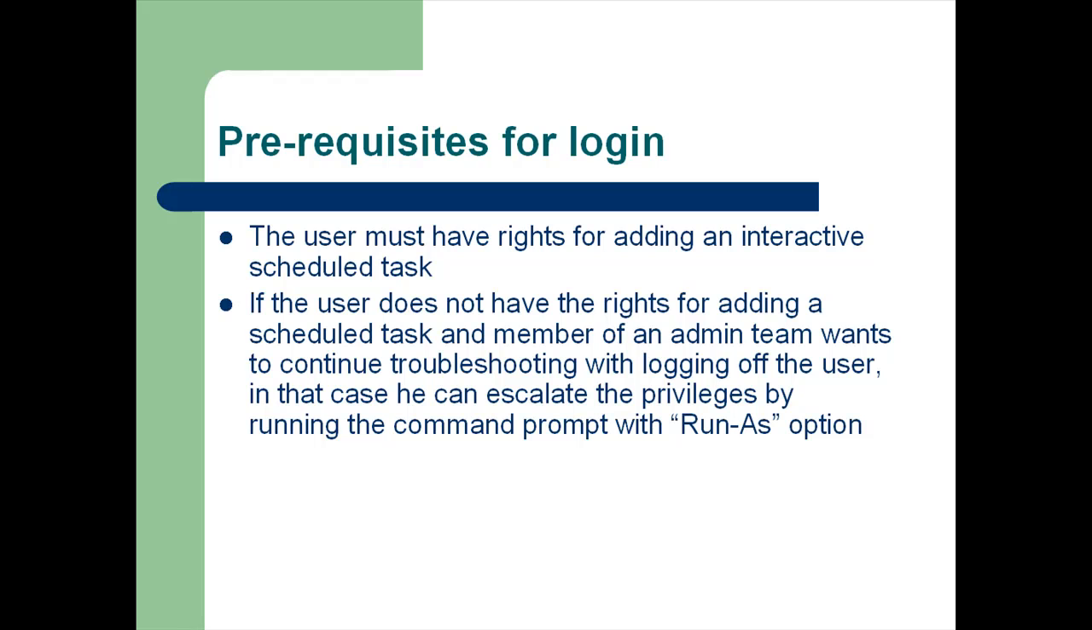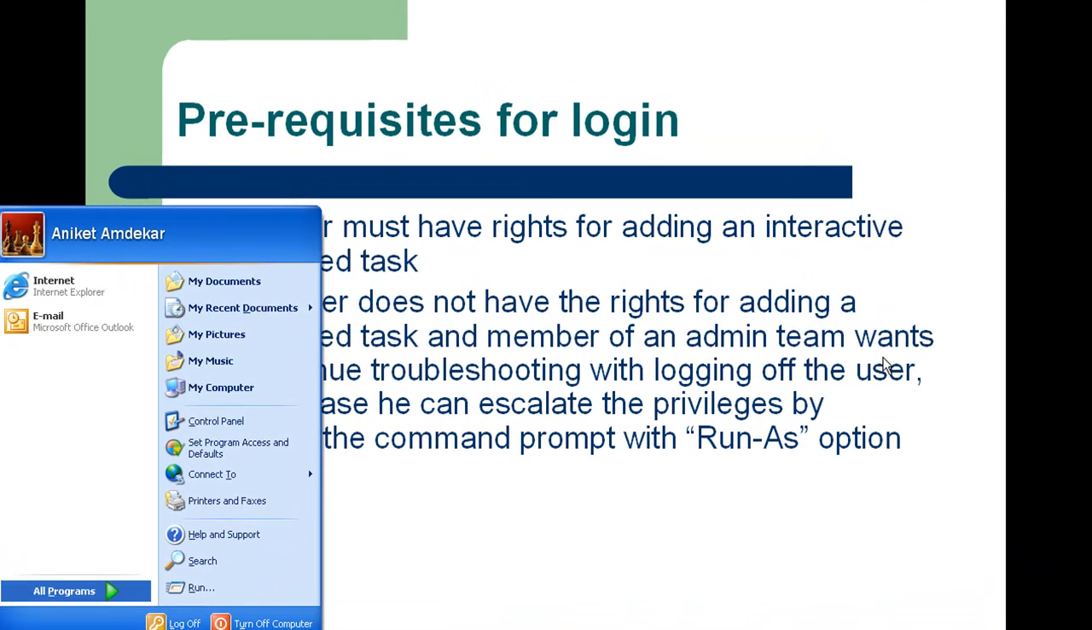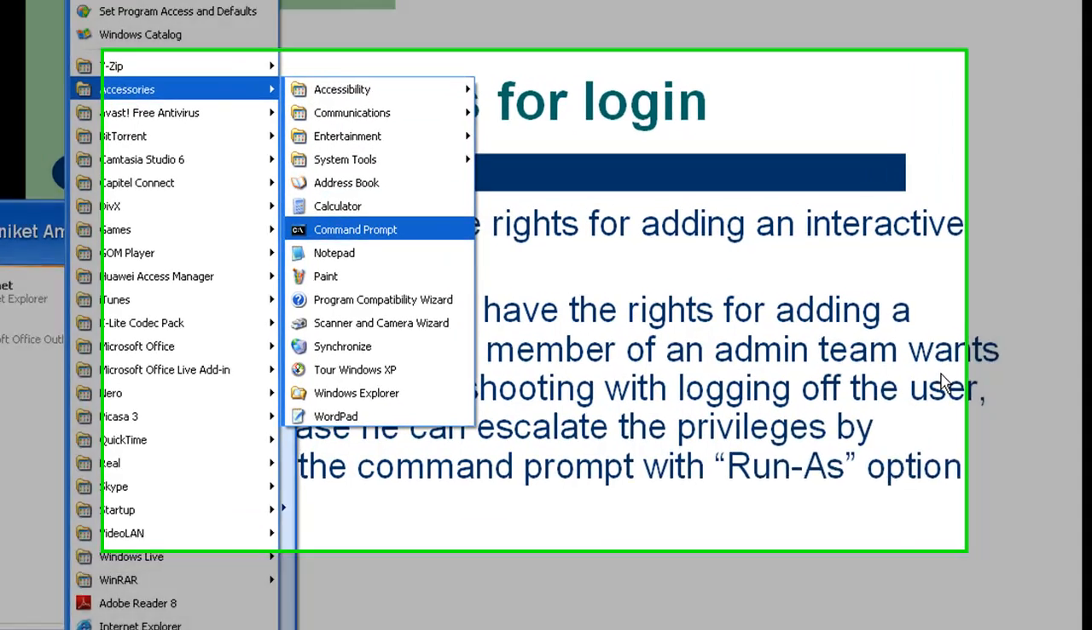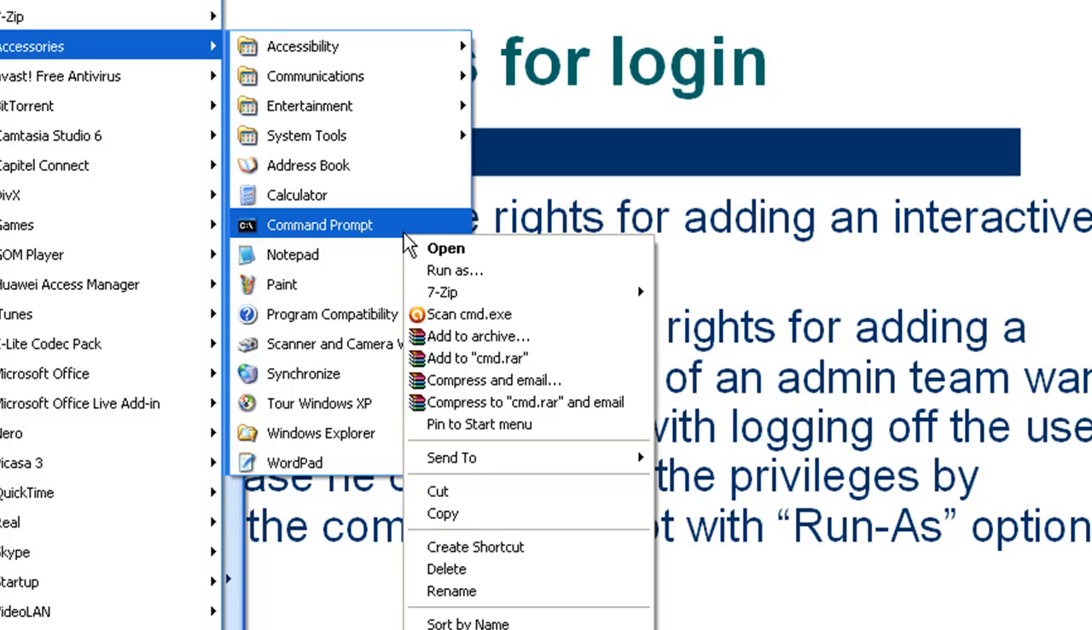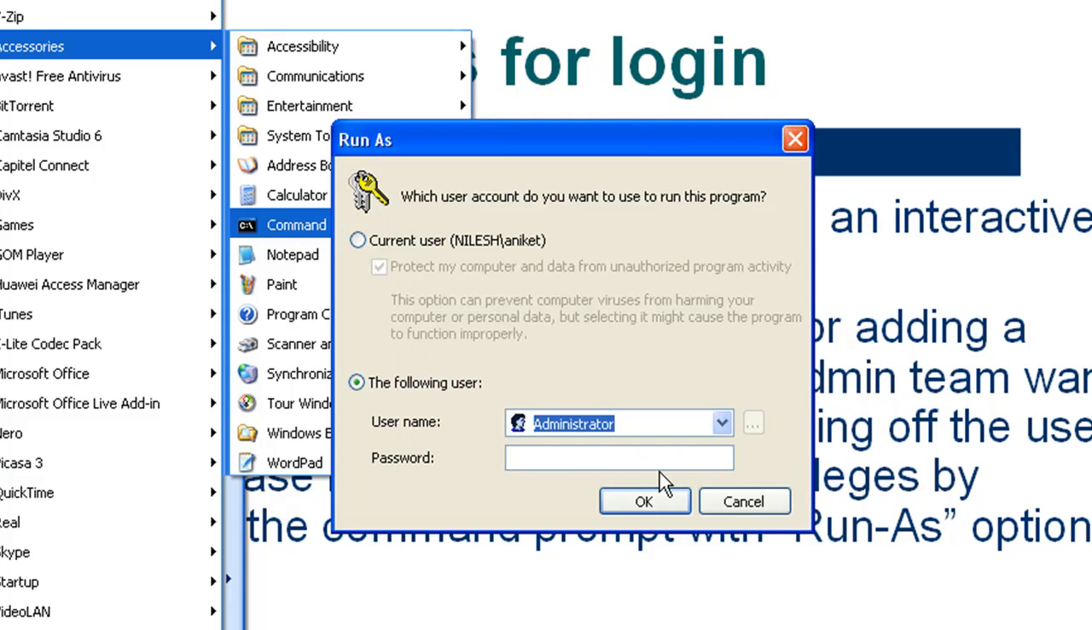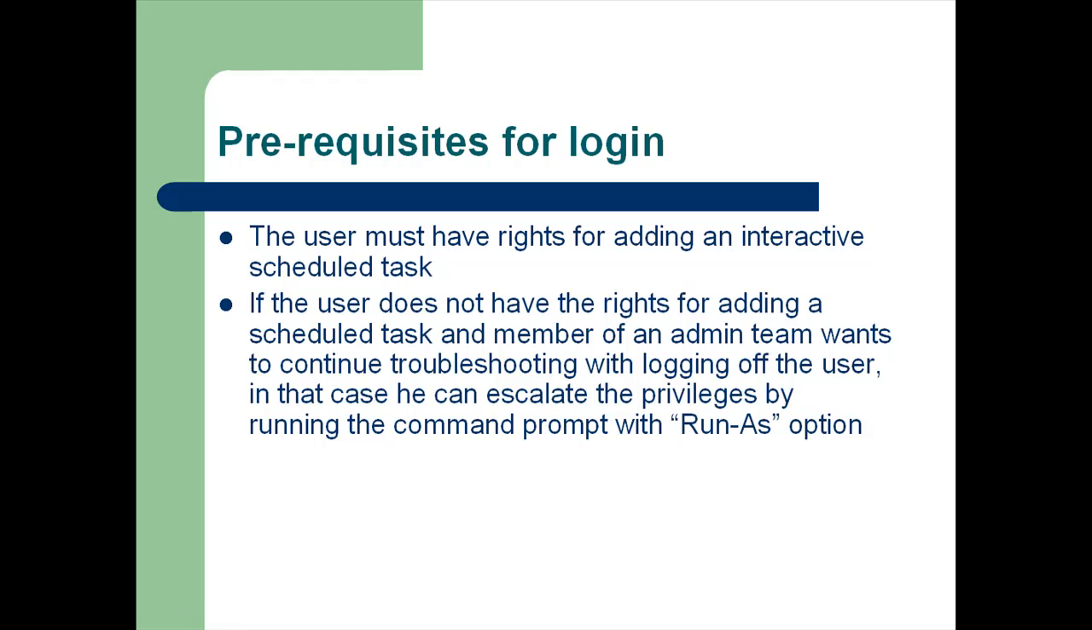However, if the user does not have the rights for adding a scheduled task, and suppose a member of an admin team wants to continue troubleshooting on that computer without logging off the user, in that case he can escalate the privileges by running the command prompt with the run as option. He can just go to command prompt, right click on it and click on run as. Over here he can provide the username of an admin account, and that command prompt will run under the privileges of the administrative account. That is the beauty of Windows: if you use the run as command, you can use the privileges of a different user for running an application.